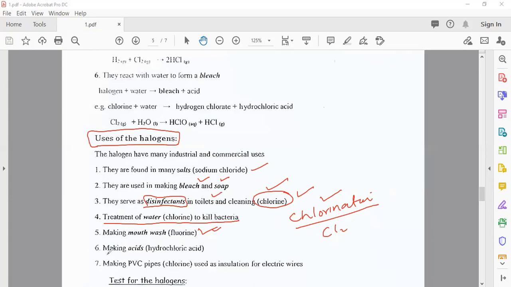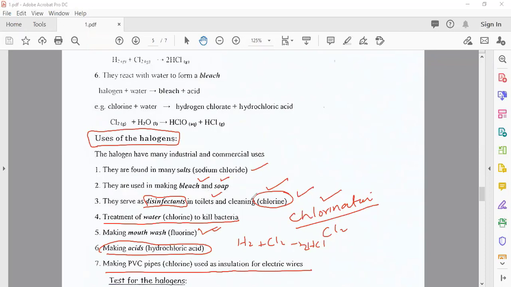Number six, making acids. They are used to make acid, as we discussed before, when hydrogen reacts with chlorine to give you HCl. This one we discussed now. Making PVC pipes, plastic pipes. So chlorine is also used there. Chlorine is also used to make the plastic pipes. So these are the uses of halogens or group 7 elements in industry, at home, all these things.